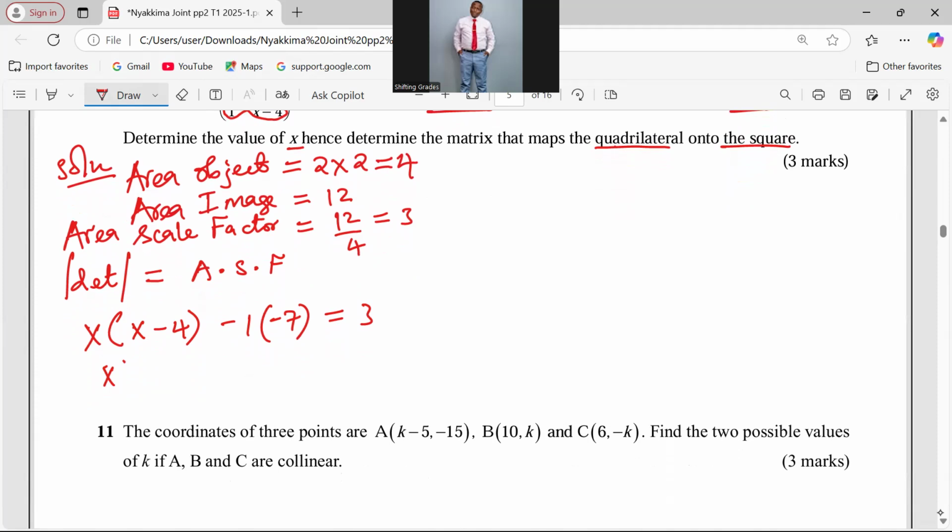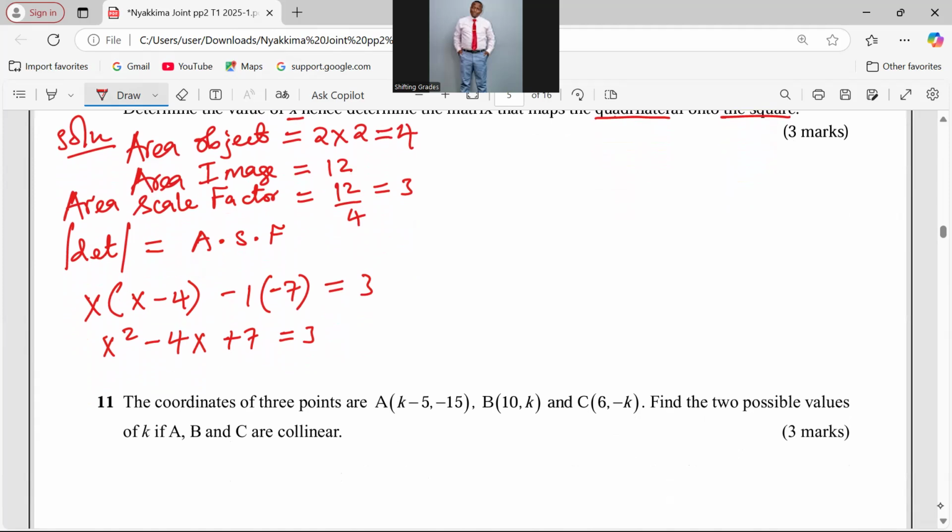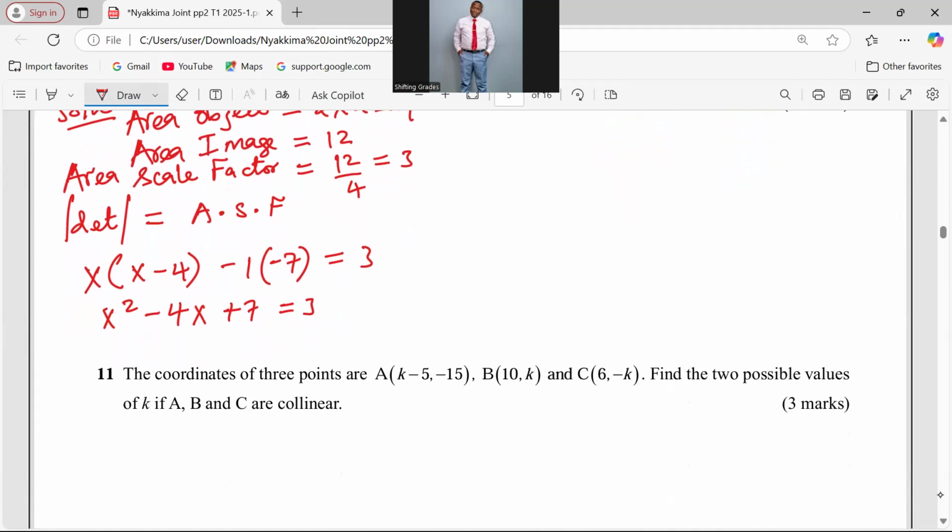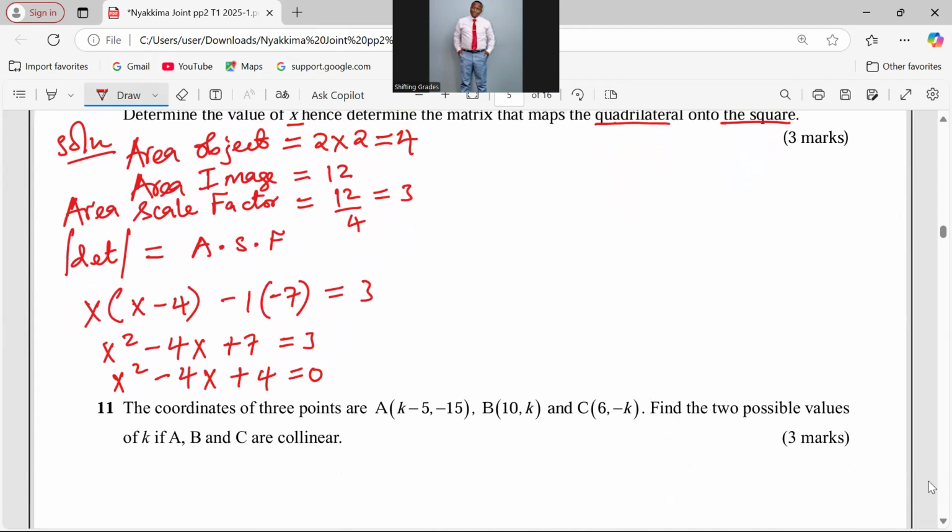This is x squared minus 4x. The -1 by -7 now has to change to 7 equals 3. You see now, we're having a quadratic equation here, which can be solved through several approaches. This is x squared minus 4x, then this is plus 4 equivalent to 0.